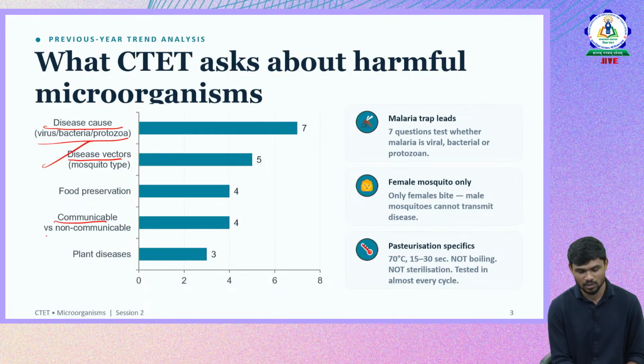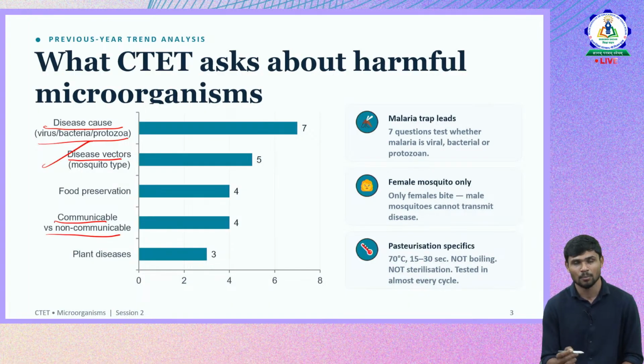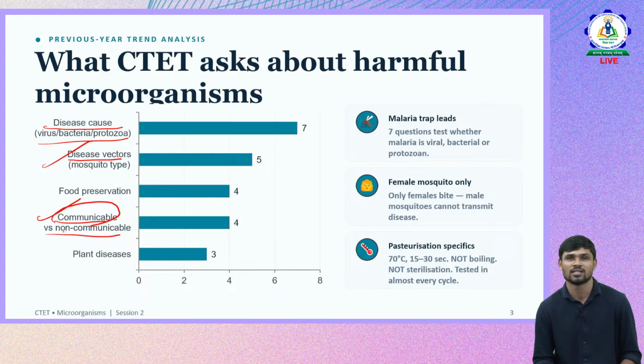And communicable and non-communicable diseases. So different types of diseases: some are communicable, some are not communicable. What kind of diseases are caused by microorganisms? That is also one thing. It is communicable diseases that are caused by microorganisms. Why, we'll look into the slides.